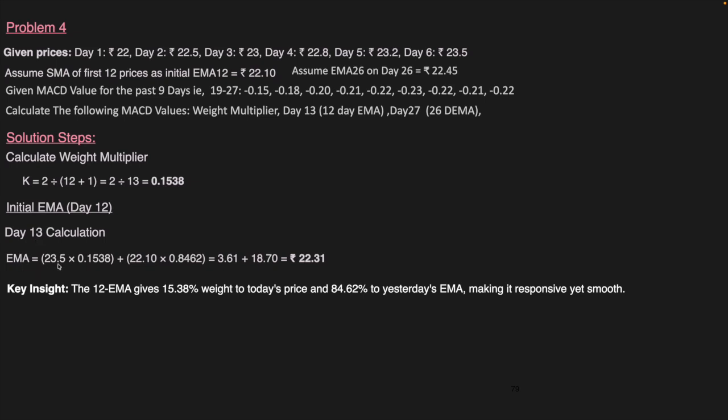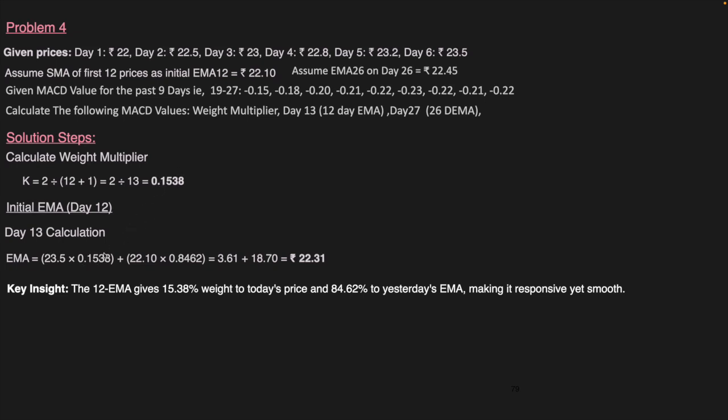So for the EMA, where did you get this value? The day 6 value here is 23.5. So 23.5 we have put into the value of K. That is the formula: today's price into K plus yesterday's exponential moving average value into 1 minus K. So today's price is given already here. Day 6th price is given, 23.5. So we have plugged in 23.5 here.